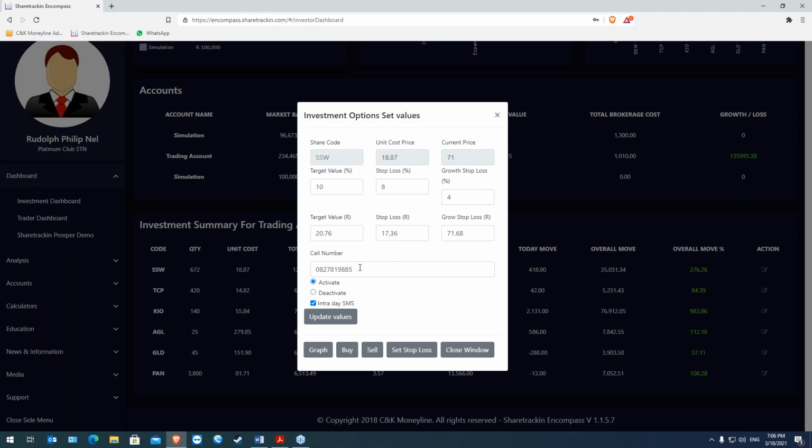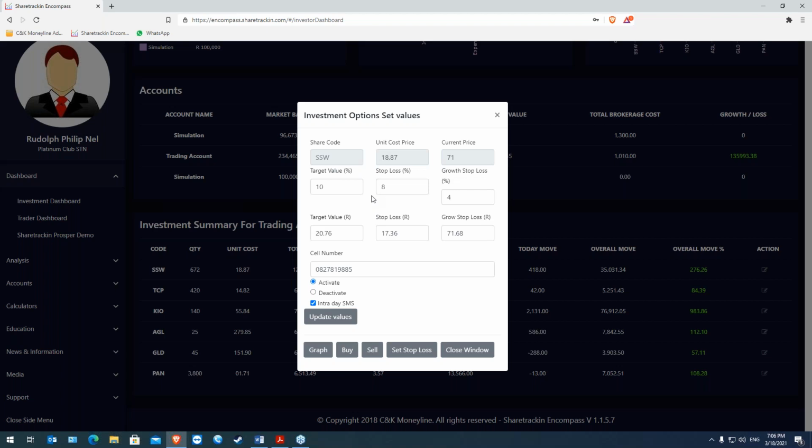Then the other two that you get are the increase or decrease by X value from your set value. Now, set value is obviously the unit cost price. So set value would be the buying price that I bought the share at, including brokerage, not excluding brokerage. It will tell you, listen, my SSW shares have increased by X amount, with the percentage as well, and then I don't need to log into the software to go and check my charting.